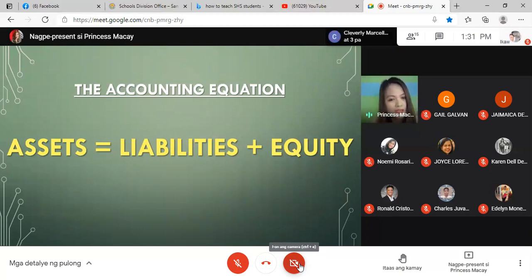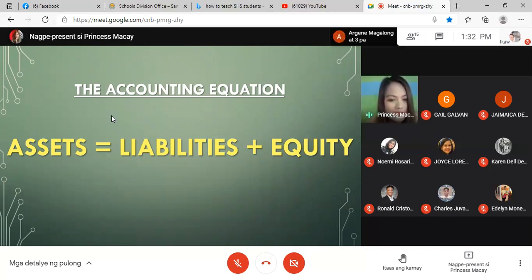But before we discuss why assets are equal to the sum of liabilities and equity, let us first know the difference of these three elements. Because basically, understanding these three elements and their relationship with each other is very important. Why do you think so? Because it is the foundation of the double entry principle in the accounting system. And also, it is important for us to understand each of these elements in order for us to properly classify what accounts are under assets, what accounts are under liabilities, and what accounts are under equity. So I guess we are clear on that.